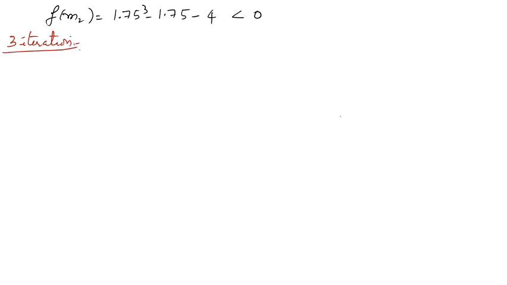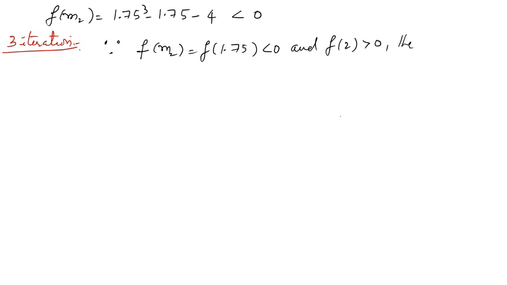What is the third iteration now? Since f of m2, which is f of 1.75, is less than 0, which is negative, and f of 2 is greater than 0, which is positive, the next root m3 belongs to what interval? 1.75 comma 2.